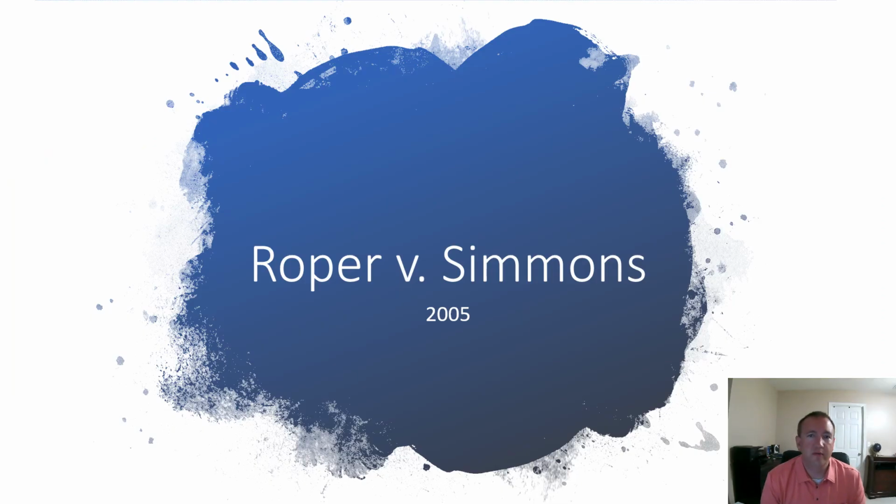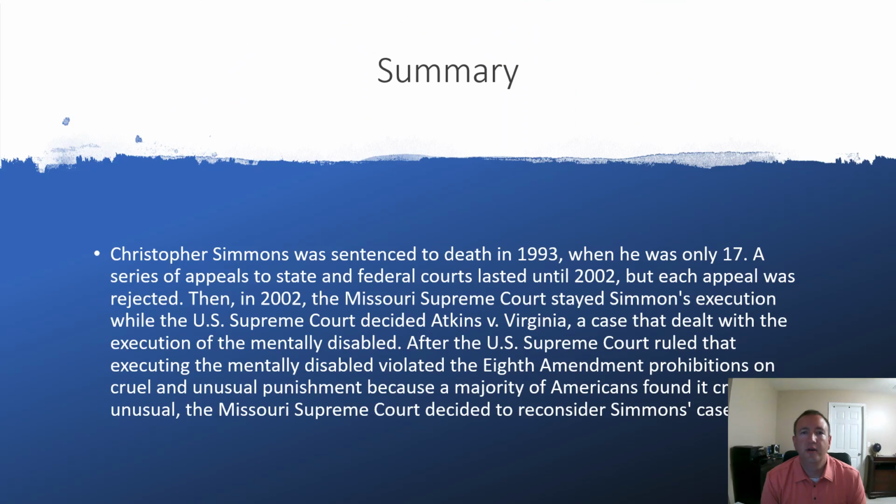Next, we're going to cover Roper versus Simmons. In this case, Christopher Simmons was sentenced to death for a crime he committed in 1993, when he was 17 years old. There was a series of appeals in the state and federal courts that lasted until 2002.